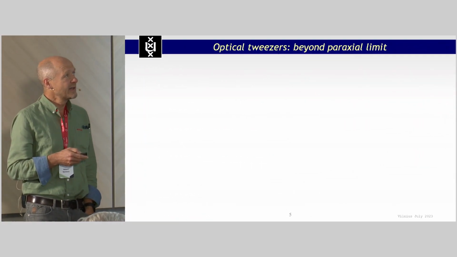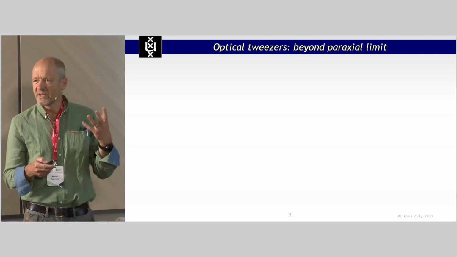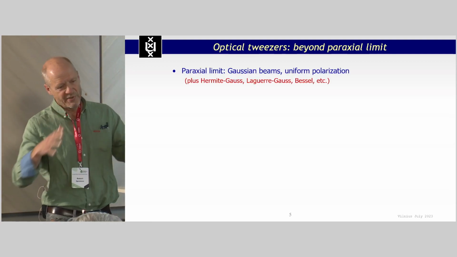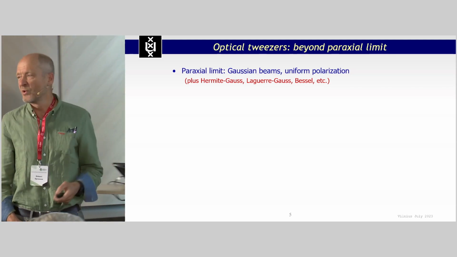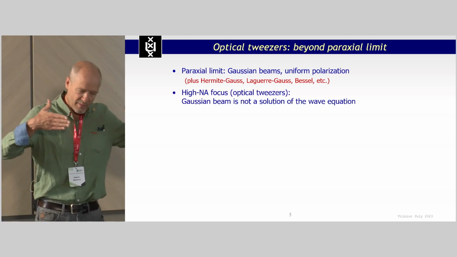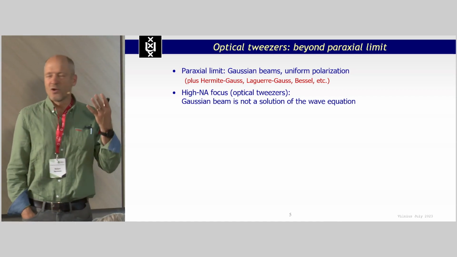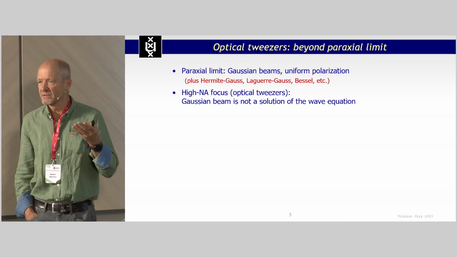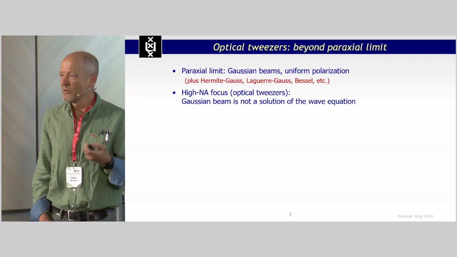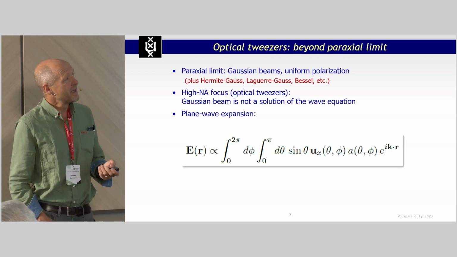So what we're dealing with here is a situation that goes beyond the paraxial limit. What we all learn from the textbooks is the Gaussian beam that we all know and love, which has an amplitude that's a Gaussian shape and a uniform polarization. In optical tweezers, we like to focus the beam with a high numerical aperture to get the spatial resolution. And now we're going beyond the paraxial approximation. Then we have to deal with the fact that the Gaussian beam is not a solution of the wave equation. So what do we do? Instead of a Gaussian beam, we can take a plane wave expansion.